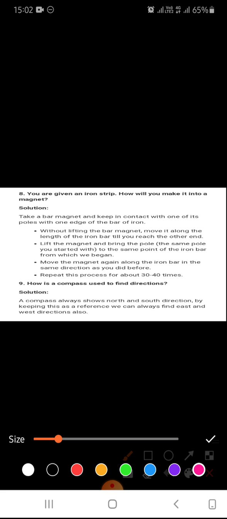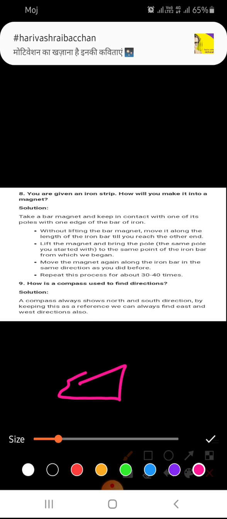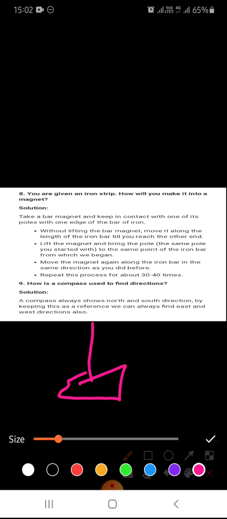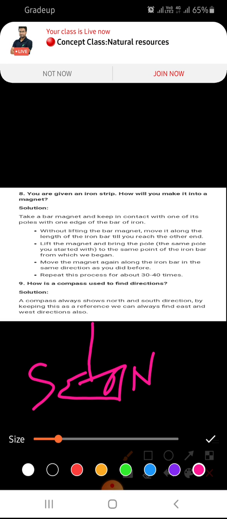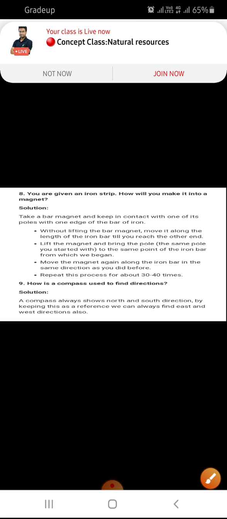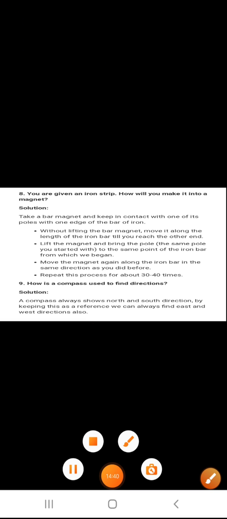What we will do is suspend the bar magnet in air using a wire. What will happen is that this magnet will always align towards the north and south direction. We know the north direction, so whichever side is towards the north will be the north pole, and whichever side is towards the south will be the south pole. This way we can easily find the north and south poles of the magnet.